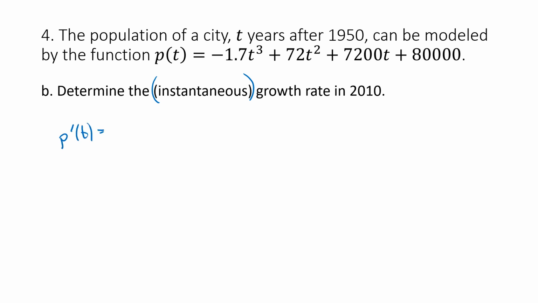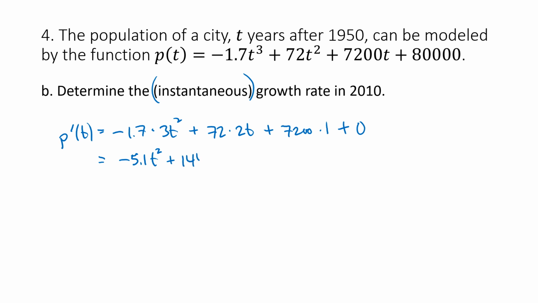So first we need to find a formula for the derivative. So p prime of t, again using our power rule, sum rule, and constant multiple rule, we're going to get negative 1.7 times 3t squared plus 72 times 2t plus 7200 times 1, and then the derivative of 80,000 is 0. Clean that up a little bit, I get negative 5.1 t squared plus 144t plus 7200. Don't need to simplify it, but it does make typing this into our calculator a little bit easier.